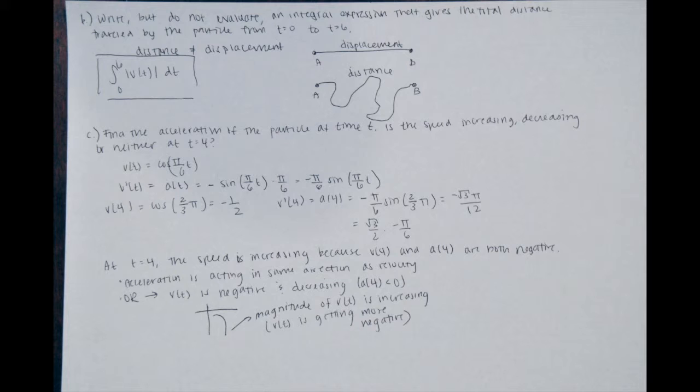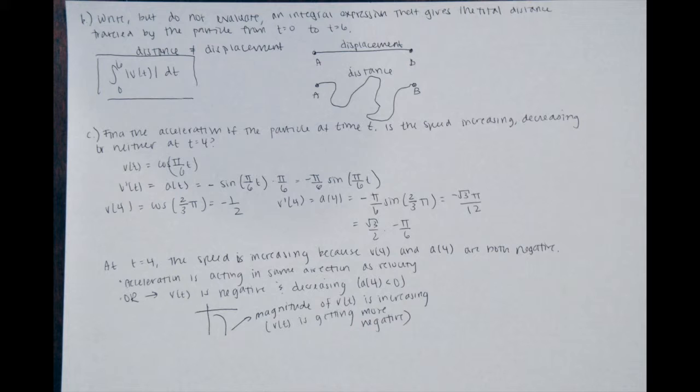So in order to find out whether speed is increasing, decreasing, or neither at t equals 4, we need to find out what's the acceleration at t equals 4 and what is the velocity at t equals 4. If you remember from part A, we found out that from 3 to 9, the velocity is negative. You can use that, or you can just plug in 4 again to find that v of 4 equals negative 1/2, so velocity is negative at t equals 4. Plugging in 4 to our new acceleration function, we find that at t equals 4, acceleration is negative square root of 3 pi over 12, so again, it's negative.